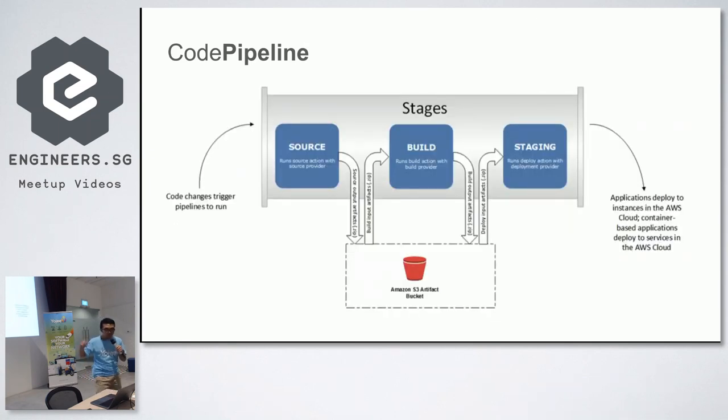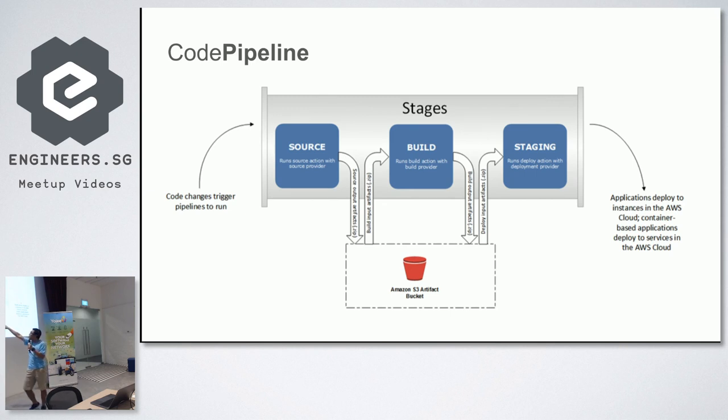And this is how it is visualized. So actually the main point is that on every stage, CodePipeline has an output which is stored in an Amazon S3 storage bucket. Then basically the output from a stage will become the input for the next stage.